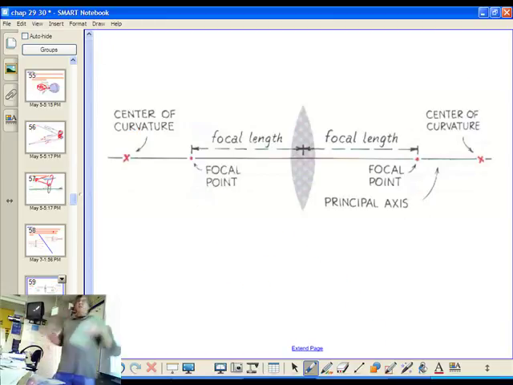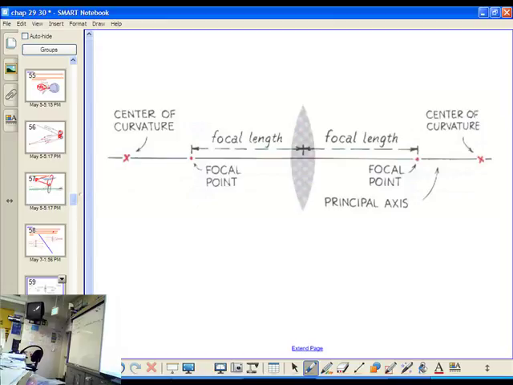So some terms, and they're very similar to our terms for the mirror. Remember that there are focal points on both sides of a lens, whereas the mirror is on one side only. The focal point is either in front of the lens or behind the lens, or for a mirror, either in front of the mirror or behind the mirror. For a lens, you do have a focal point on either side.